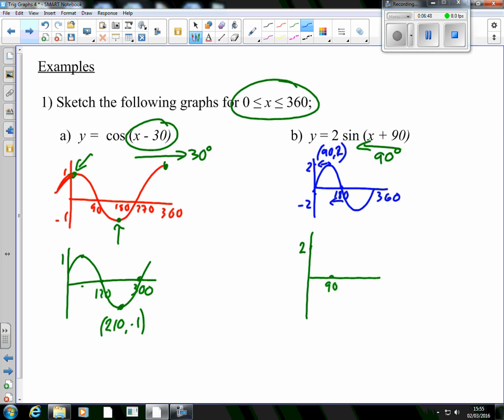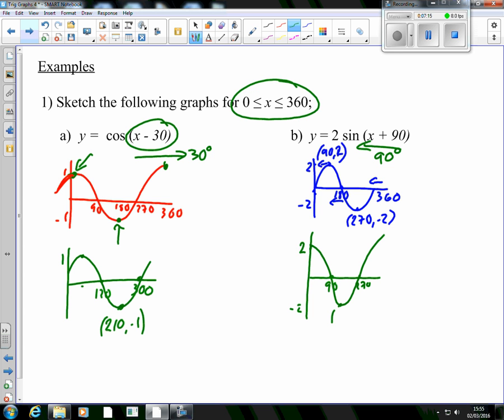Okay, this minimum point up here, which is at 270 minus 2, when it moves to the left is going to become 180 and negative 2. So the halfway point is down at negative 2. And then that 360 is going to move to the left 90 degrees and it's going to end up at 270. Okay, so it's starting up here, coming down, hitting the negative, and then it's coming back up.